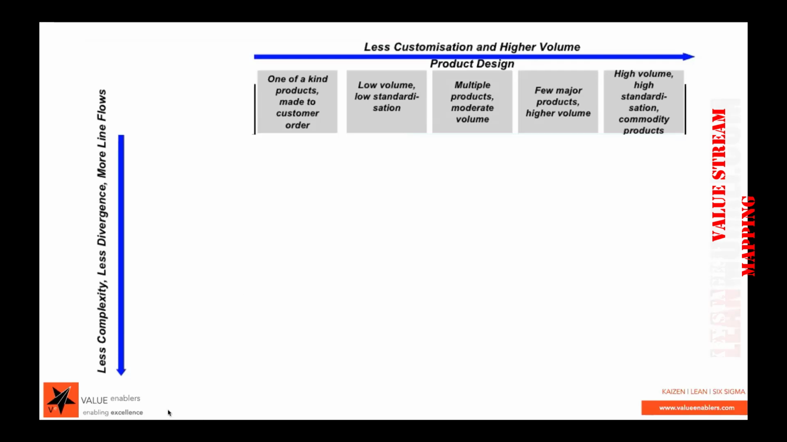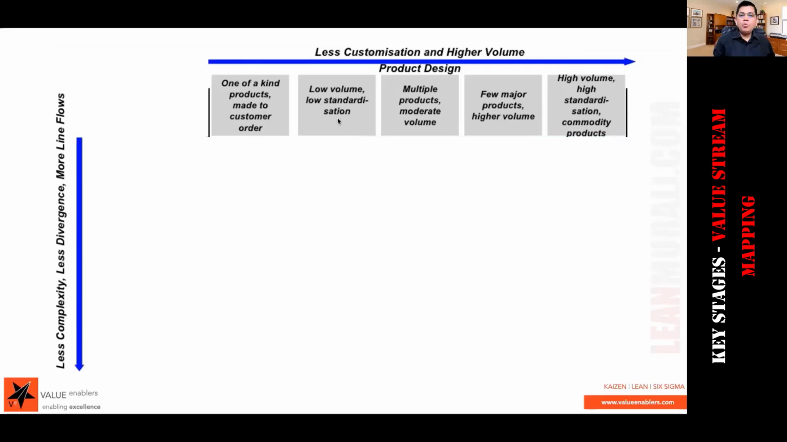And from there, you could see low volume, low standardization, multiple products, moderate volume, few major products, higher volume. Yeah, a suitable shirt for a man also, right? One of its kind, a unique designer shirt, right? Car from Dilip Shabaria, very good, Mayank. Car from DC Cars, right? They made a customized, unique, one of its kind car. Yeah, maybe customized gold jewelry.